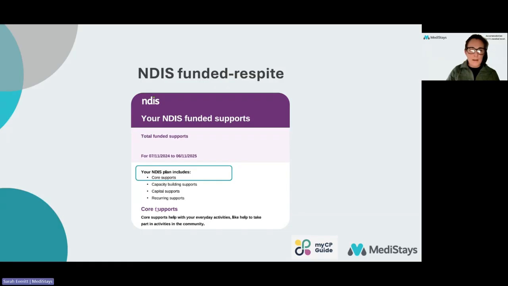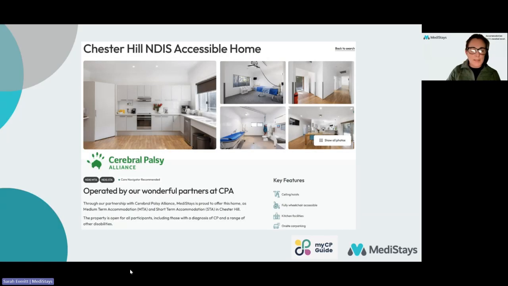The Cerebral Palsy Alliance we're partnered with provides some wonderful options for this respite accommodation in Sydney, and we have options across Australia, but they're really safe, set up for the person to stay in while their family are resting at home.